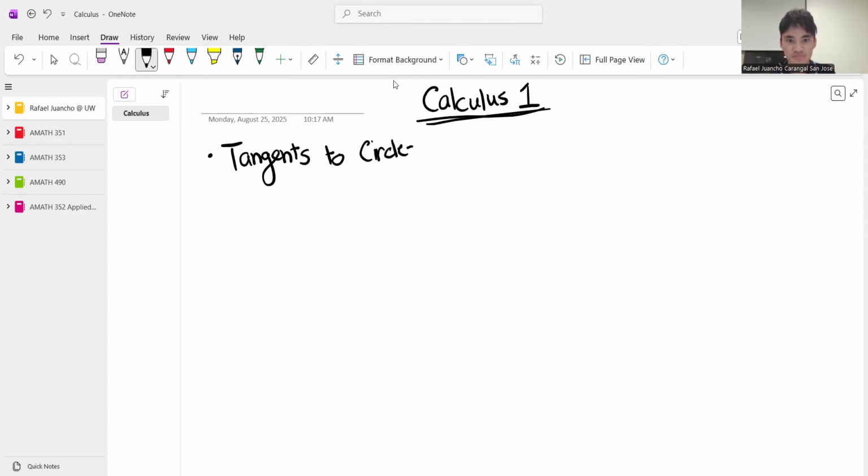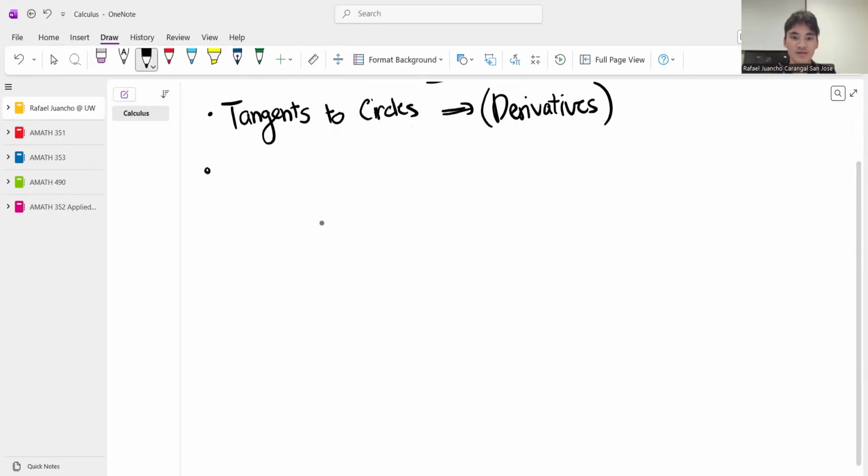Because really, what calculus is about is how we study change, how we mathematically define change. What is change? How do we define that mathematically? And so we start off by finding tangents to circles because this will get us into what we call derivatives, which we see a lot in calculus. And derivatives is just how we study the rate of change. So we go over tangents to circles.